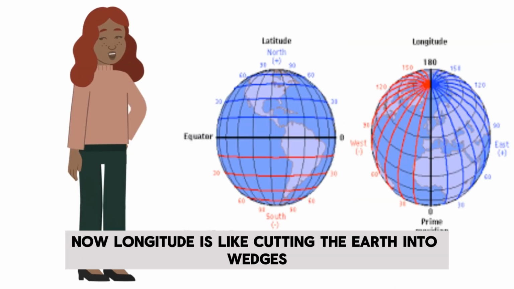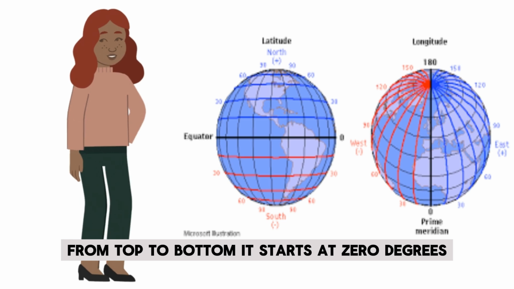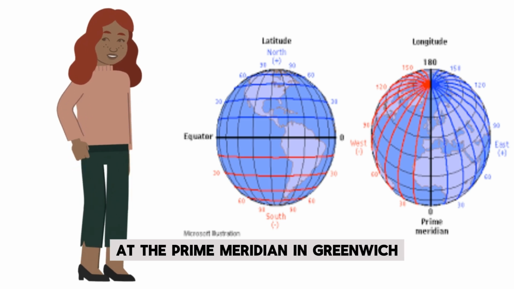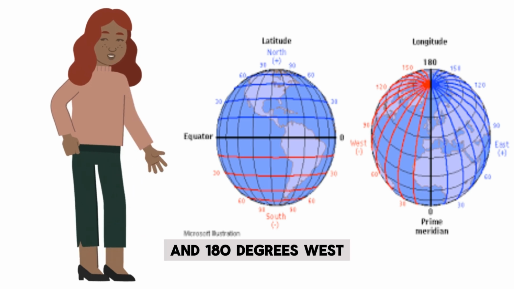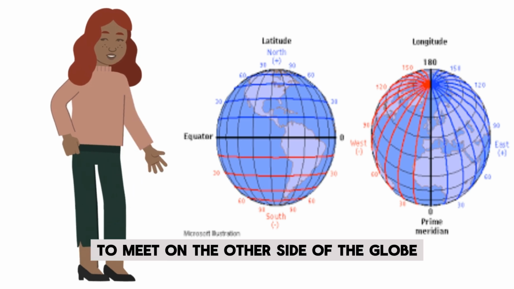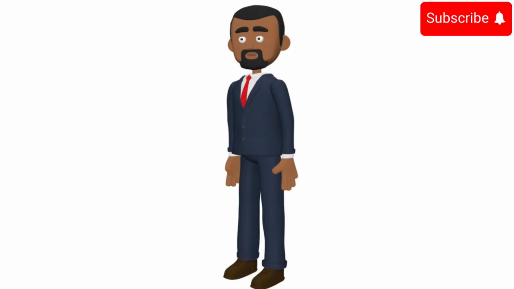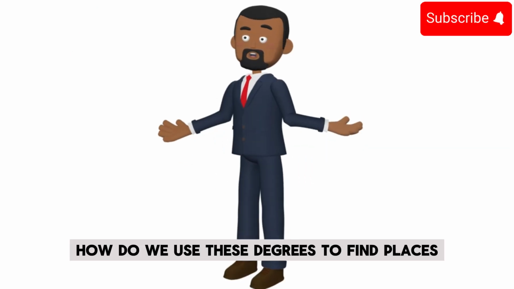That's right. Now, longitude is like cutting the Earth into wedges from top to bottom. It starts at 0 degrees at the prime meridian in Greenwich, England, and goes 180 degrees east and 180 degrees west to meet on the other side of the globe. How do we use these degrees to find places?